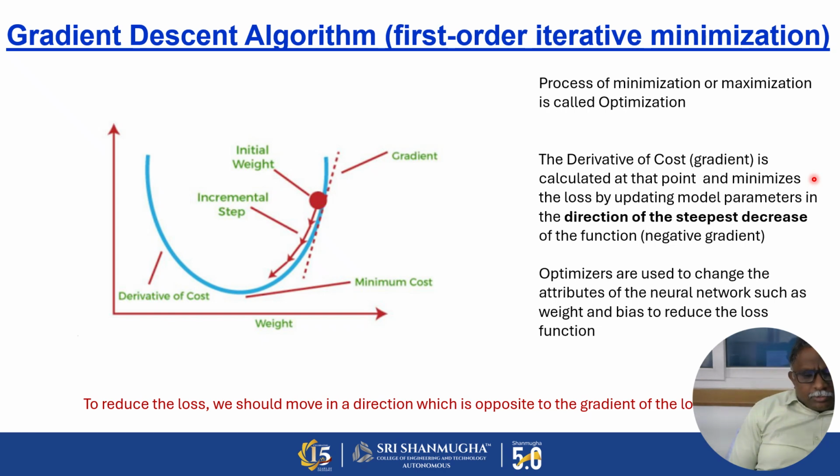If you look at any optimization technique, whether we work on a minimization problem or a maximization problem, okay. If you look at the graph, this is a point, this is the initial weight, and we want to update the weight to have a minimum cost function. So we move in the opposite direction of the gradient. These optimizers are used to change the attributes of the neural network, that is weight and bias. To reduce the loss, we should move in the opposite direction to the gradient of the loss.